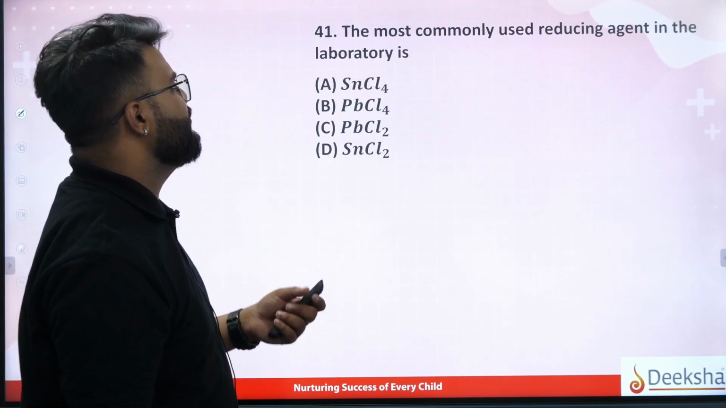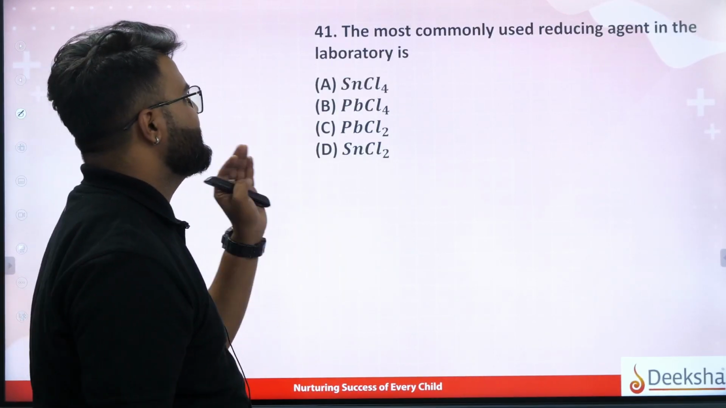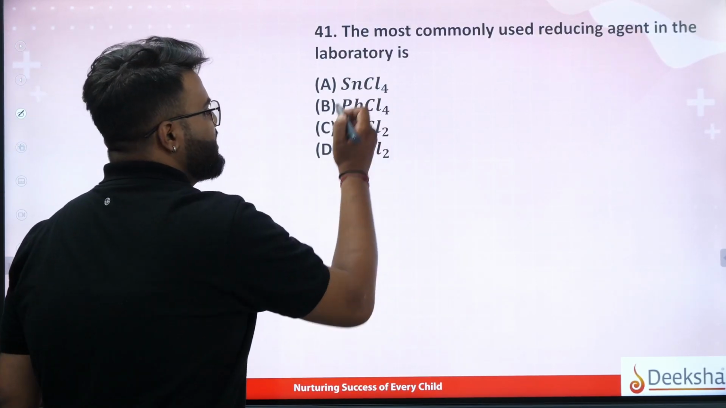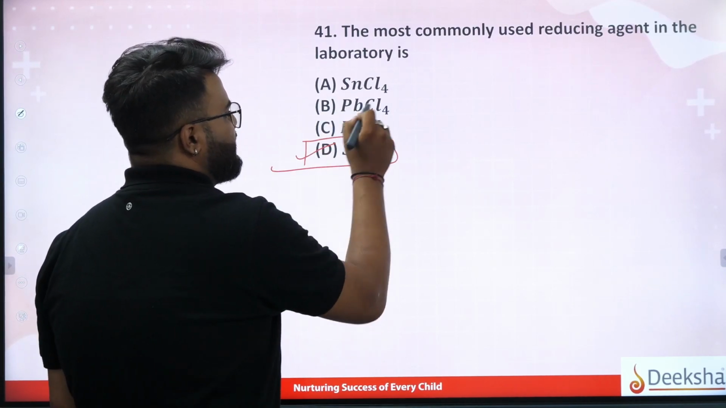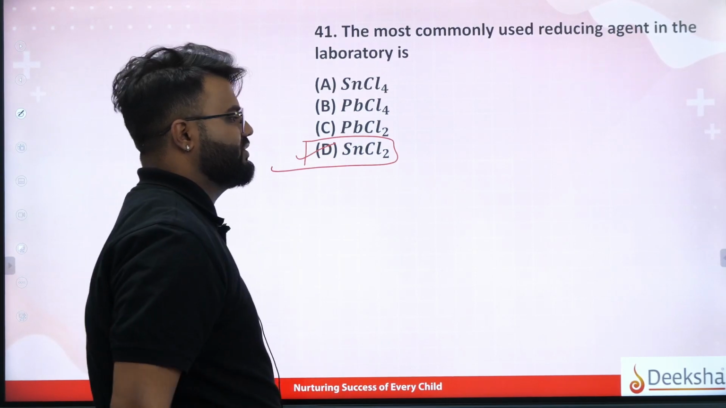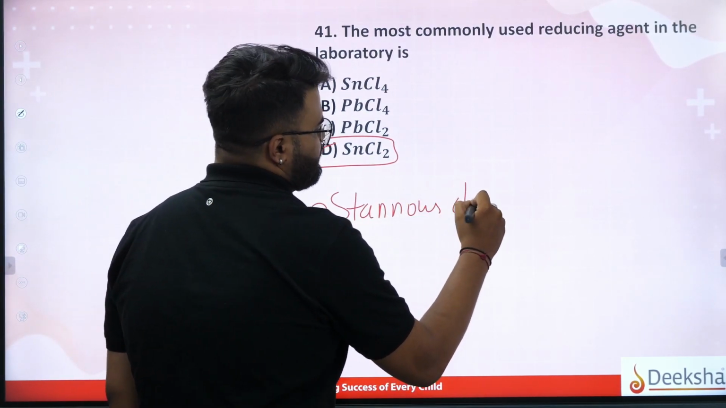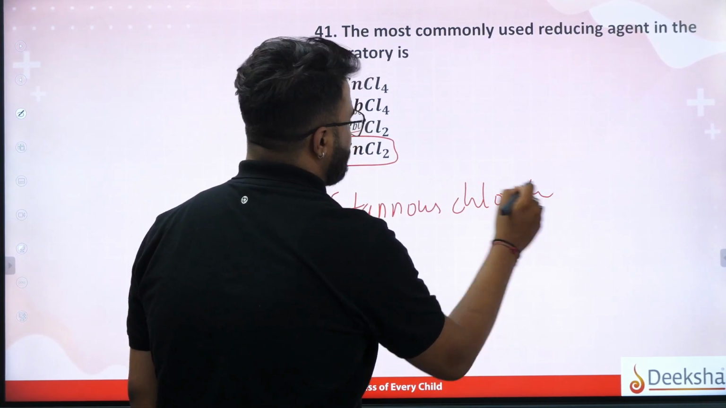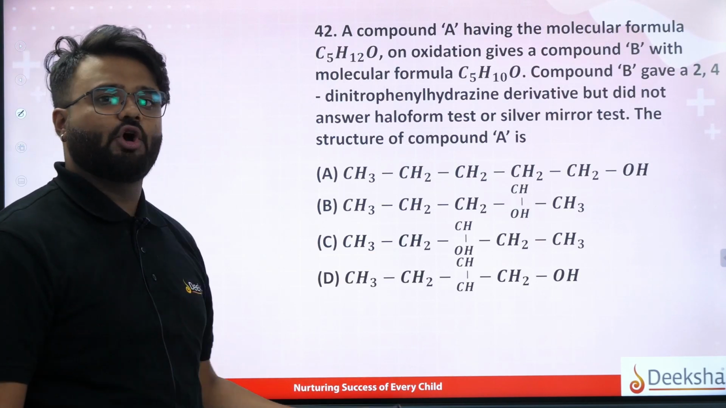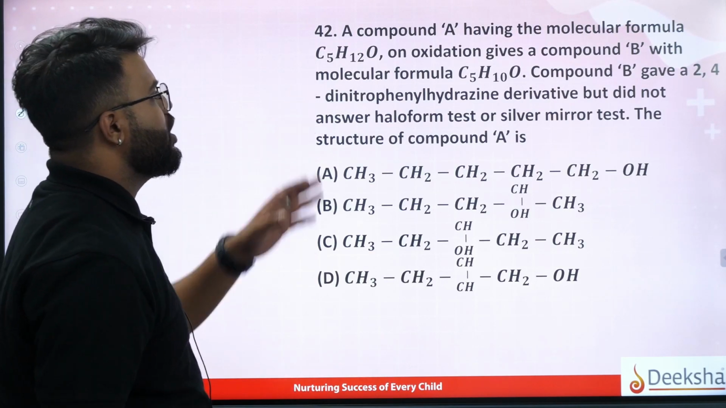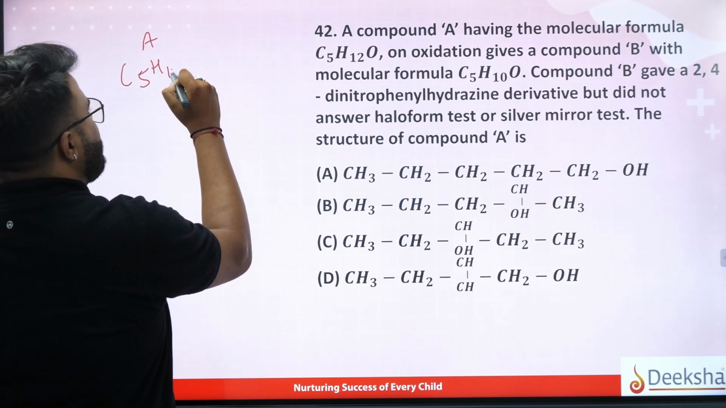Next, question number 41. The most commonly used reducing agent in the laboratory is nothing but stannous chloride, that is SnCl2. This is tin chloride, PbCl4 and PbCl2, that is nothing but stannous chloride, that is SnCl2.